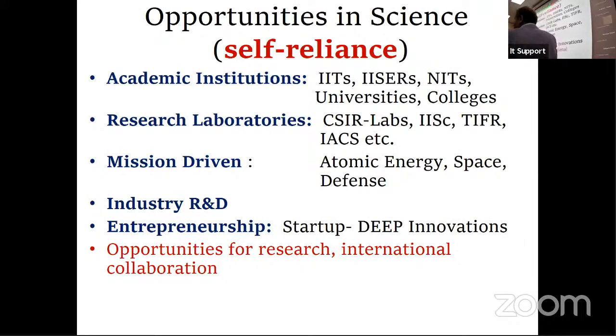We have, of course, a lot of jobs. We are talking about academic jobs: IIT, IISER, NIT, universities, colleges. You can get research laboratories like CSIR, TIFR, IISc, whatever, mission-driven ones, atomic energy, space, defense, industry R&D. But what is very important is the last one, entrepreneurs. Today, we have a lot of entrepreneurs, startups, and what I call deep innovation. Deep innovation is not jugaad. I hope you know the difference between jugaad and deep innovation. Deep innovation is basically innovation based on high science. So it is very important that today, a lot of entrepreneurship is coming up. And of course, research, international collaboration, connecting to different cultures, so many other opportunities that we can think of. So this is just to say, why do you do science? That is very important.